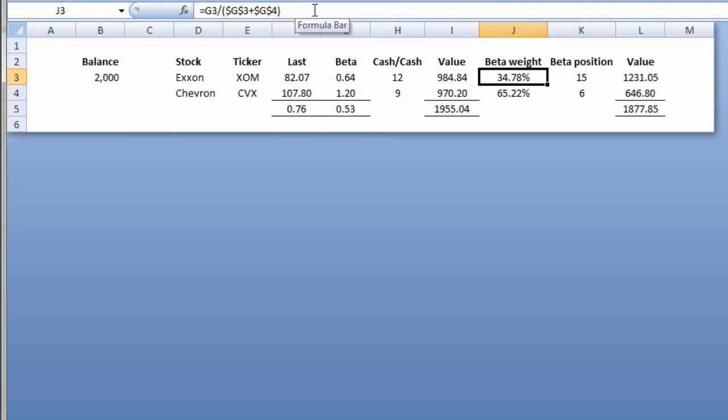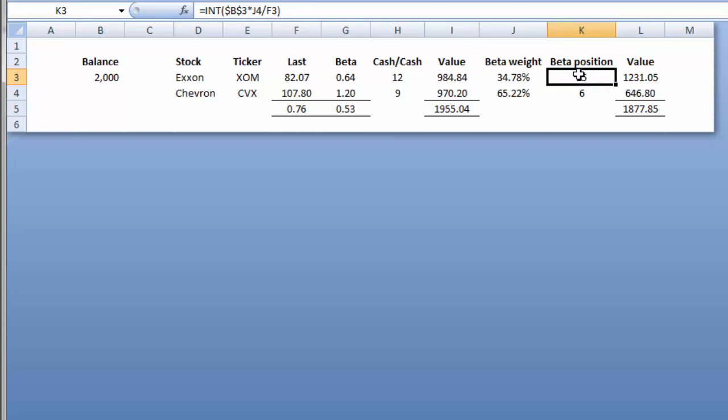If that's a little bit unclear, I will make this worksheet available on the website. I'll put it just under the video, so you'll find that on the how to buy shares section of the site. Once you have that beta weight, you can then calculate your beta position size.